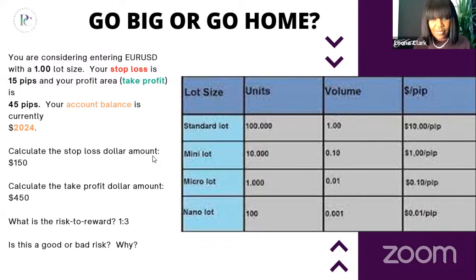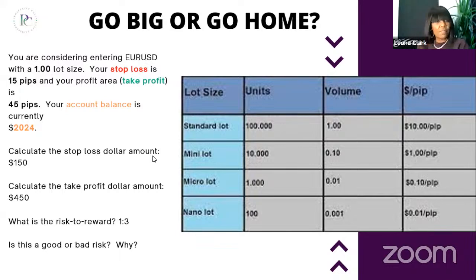All right, what y'all got? Because I'm about to answer. If you put 150 in the chat or in the comments, then you will be absolutely correct. Your stop loss in dollars is $150. If you put 450, then you will be absolutely correct for the take profit. I already put it on here: the risk to reward is 1 to 3. 15 times 3 gives you 45.